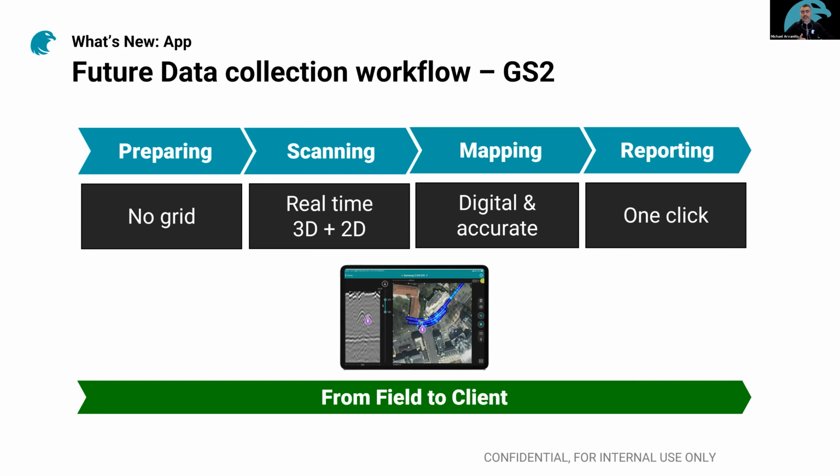We also say that you don't need to go to the office after that. So what we suggest is that you have everything on the field. You can collect data, you can see everything on the map, and then you can report or export it, send it to a customer or to a partner with just a click. So from the field to the client without really, one, drawing a grid, and two, actually going to the office to post-process or prepare the report.